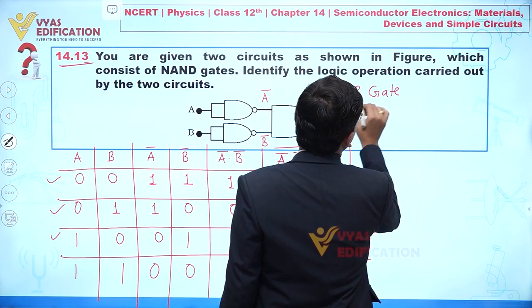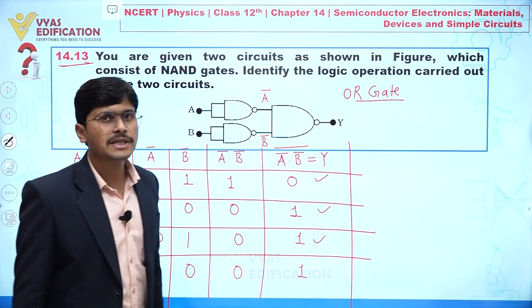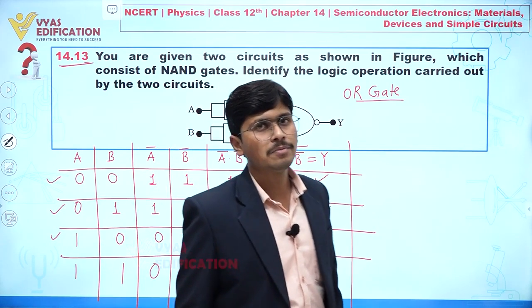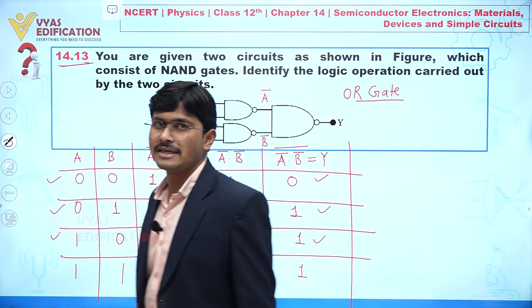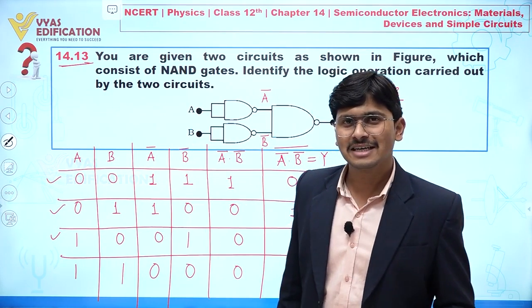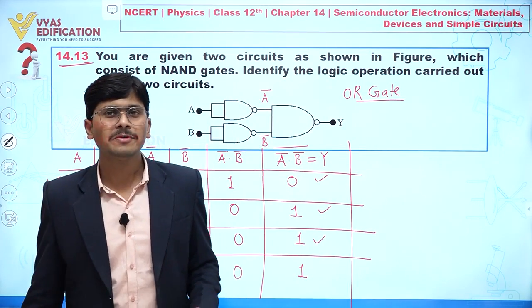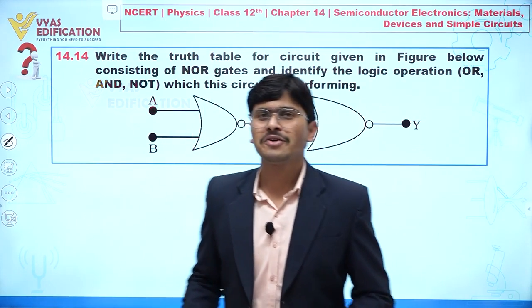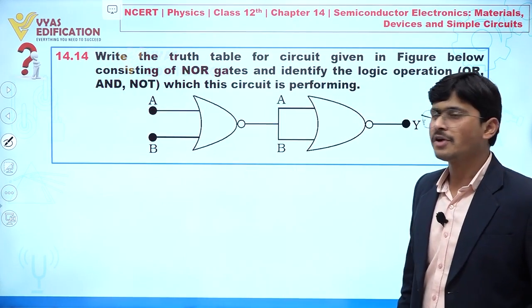So that's why I am saying to you, NOR gate and NAND gate both are considered universal gates. Actually, we can make any basic gate by using these gates. So this is all about this question. Now students, we are going to discuss question number 14.14.